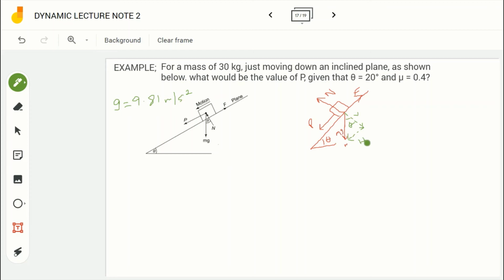To get my H, I have to use sine. Sine theta is equal to opposite, which is H, over mg, which is the hypotenuse. So I can transpose to get my H. So my H is equal to mg sine theta.